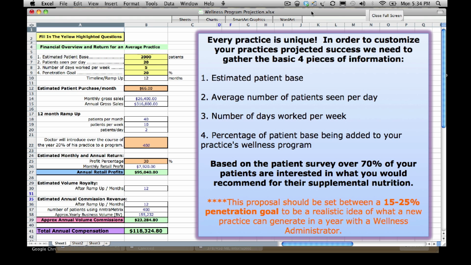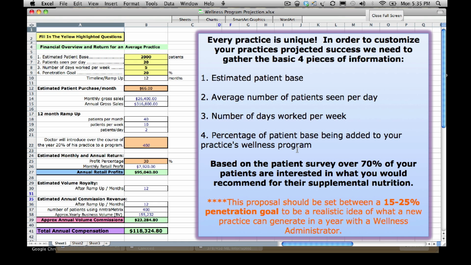There's only really 4 questions that we are going to data enter. Everything else on the sheet is projected, protected from a standpoint of the formulations. So only these 4 yellow boxes, see it says fill in the yellow highlighted questions, those are the only 4 modifiable areas of this proposal. And so what we're going to do is when we're with the doctor on our initial appointment, we're going to gather the answer for these 4 questions.